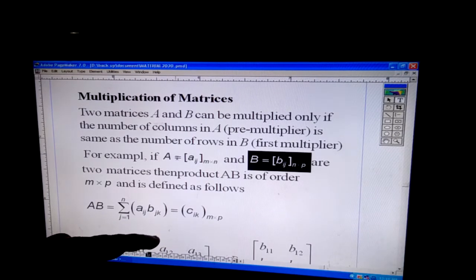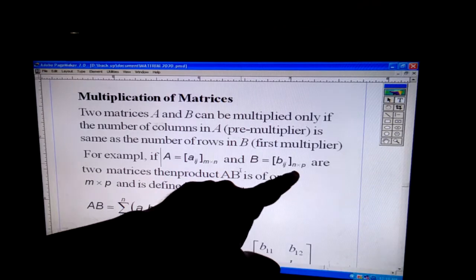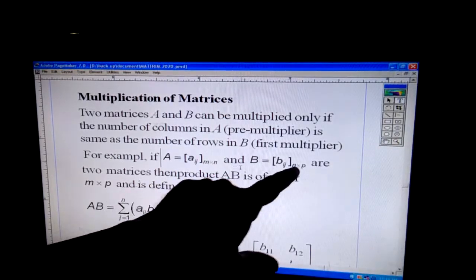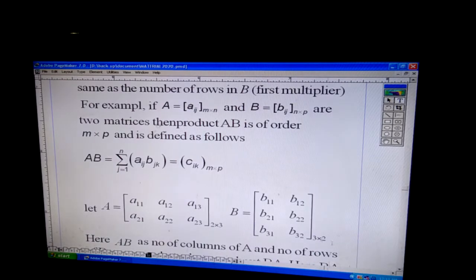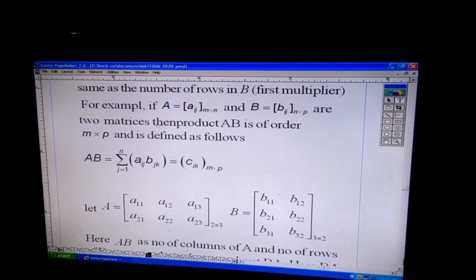See here, in case of AB, the number of columns of A is n and the number of rows of B is n, so they are equal. So A into B is defined. And what is A into B? A into B is equal to the sum over j equal to 1 to n of Aij Bjk. This means you have to move along a row of the first matrix and a column of the second matrix.